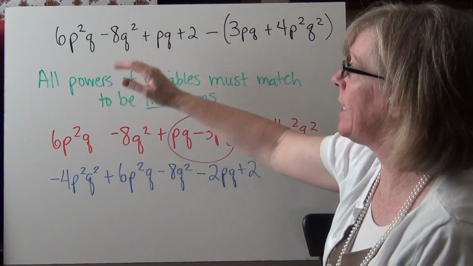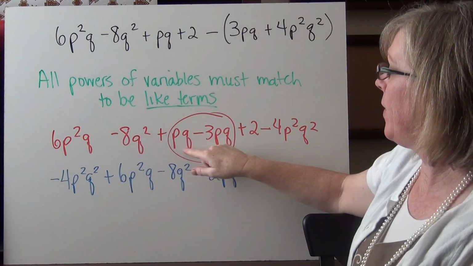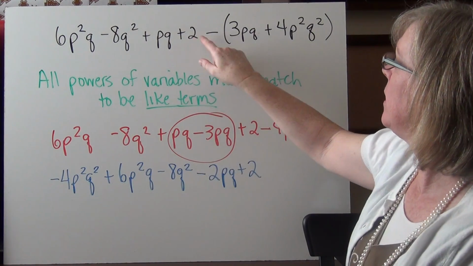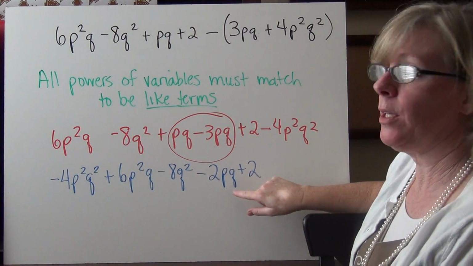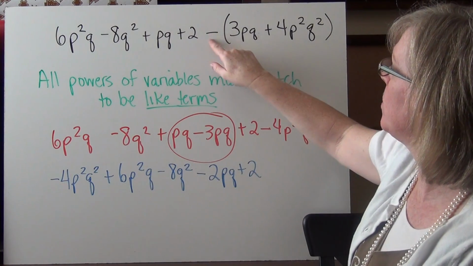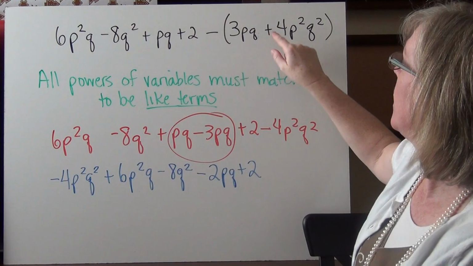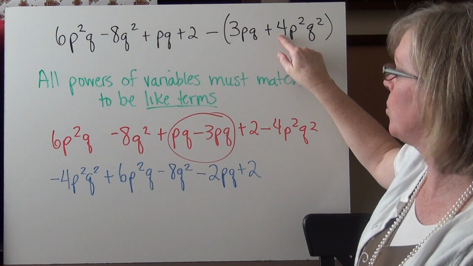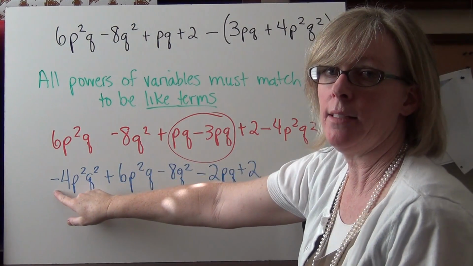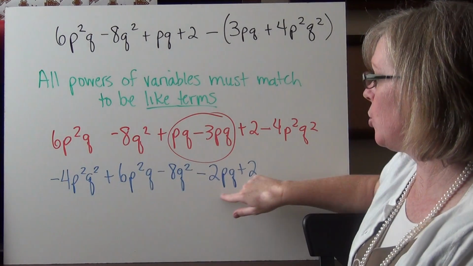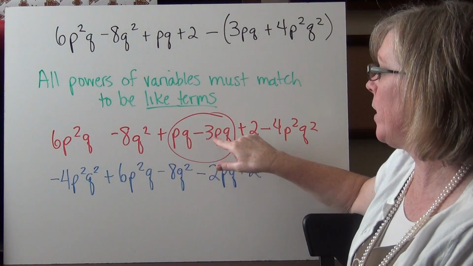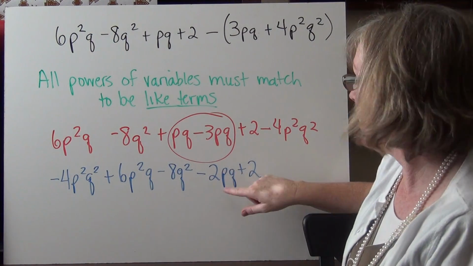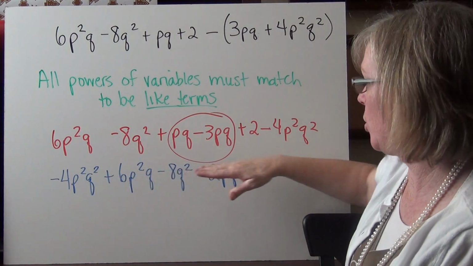So what would I do? I would bring the ones down that have no matchers alone, and then I would take the pq minus 3pq and get negative pq. When you have a subtraction, this means minus 3pq minus 4p squared q squared. See where the minus is? So I collected those terms down here at the bottom, and the only two I could combine were the p squared and the negative 3p squared, and I did that math, and the rest of them just got listed.